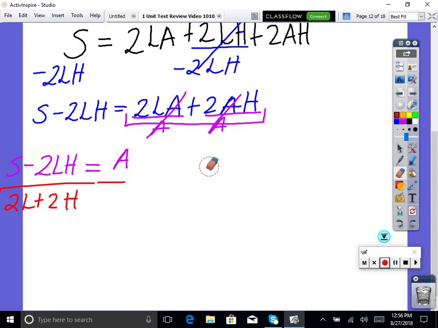Don't be dividing things across addition signs and subtraction signs because that's a big no-no. So don't start dividing out some weird stuff here, like the 2's or the L's. You can't do that because of the subtraction sign right there.